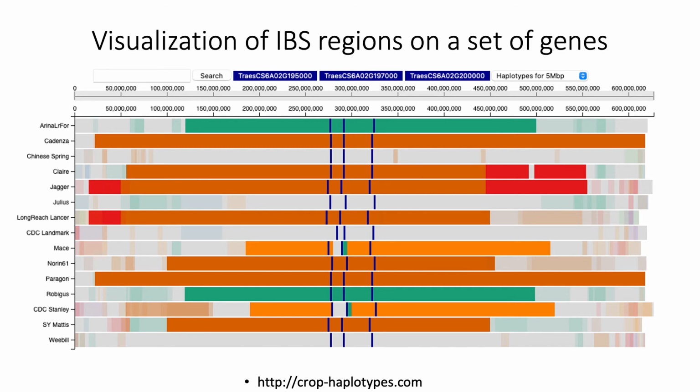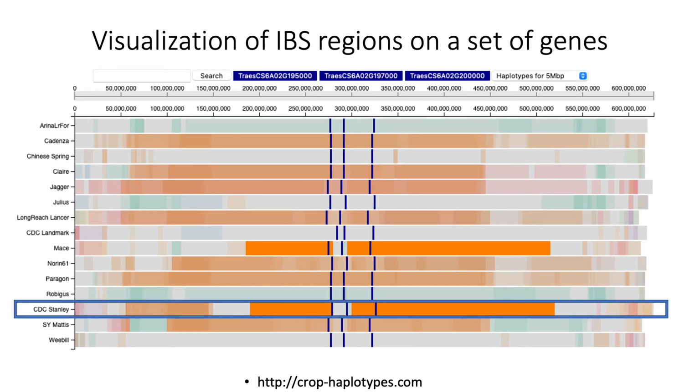Furthermore, the second gene seems to be coming from the same source as Arina. To explore in more detail, the user can select a variety. If we select Stanley, we can see that the middle gene is very close to the haplotype coming from Arina, but it is removed from the visualization because the two green blocks are not common between Stanley and Mace. Those are two independent events that have different coordinates based on the similarities to Arina.